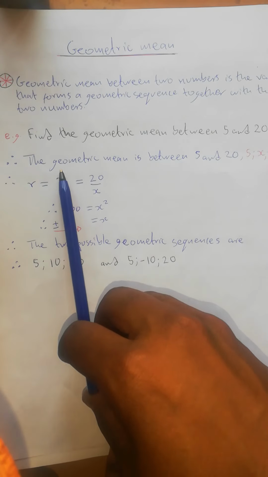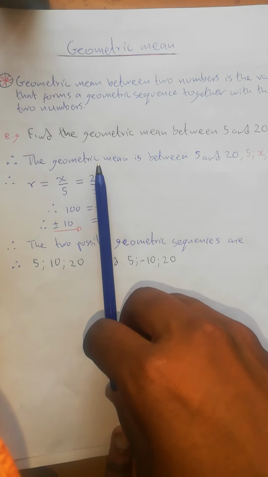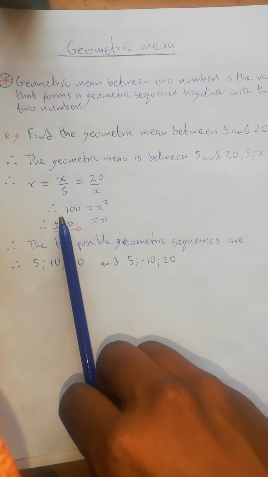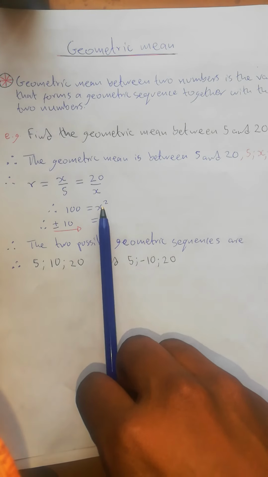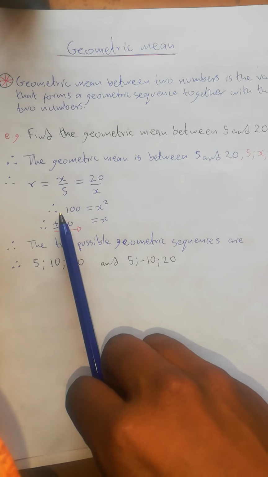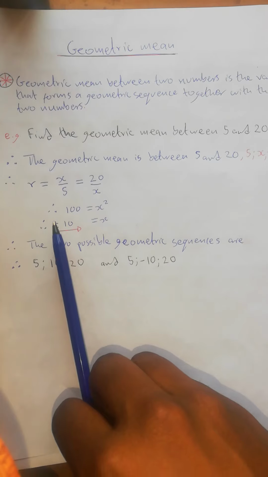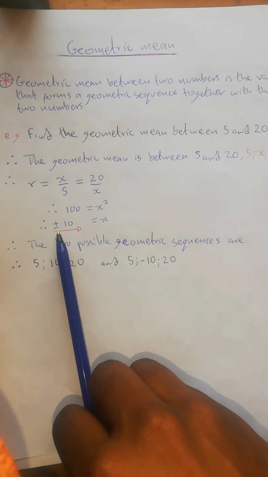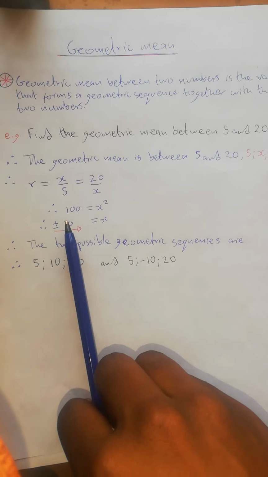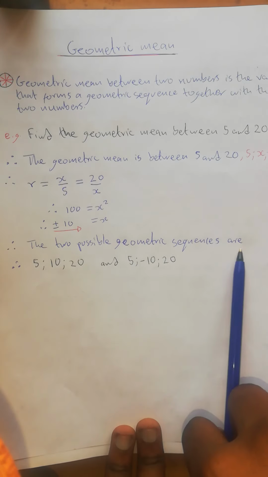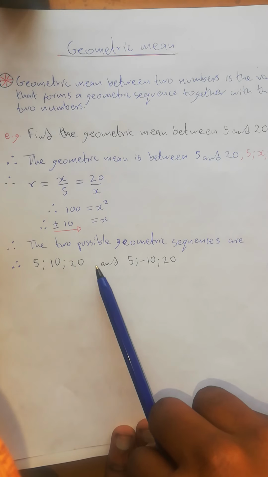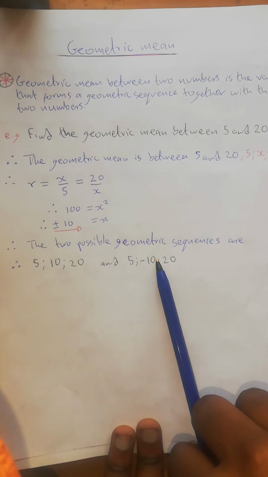Your r is what? t2 over t1 must be equal to t3 over t2, and then you'll get that x squared is equal to 100. To get x, we have to find the square root of 100, so we have to include both the positive and the negative value. So our x is plus 10 or minus 10. So we have two possible geometric sequences here. It can be 5, 10 and 20, or it can be 5, minus 10 and 20.